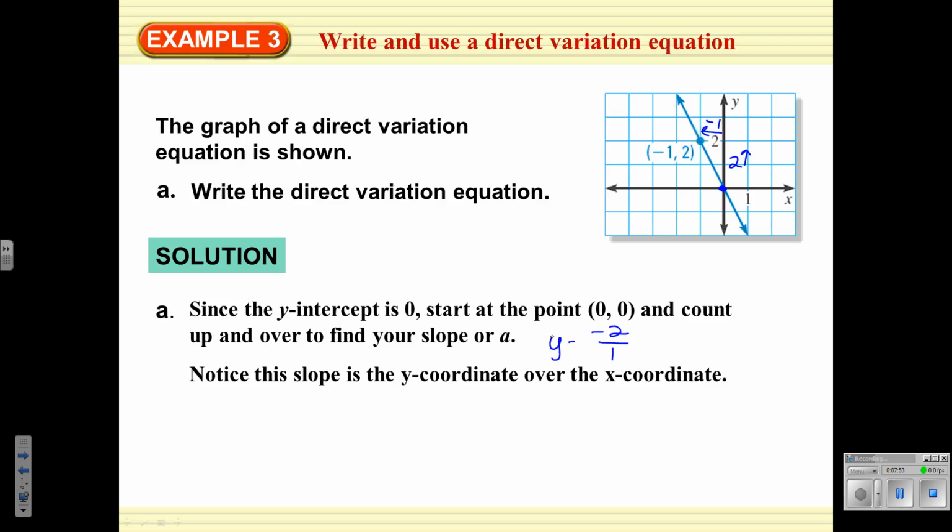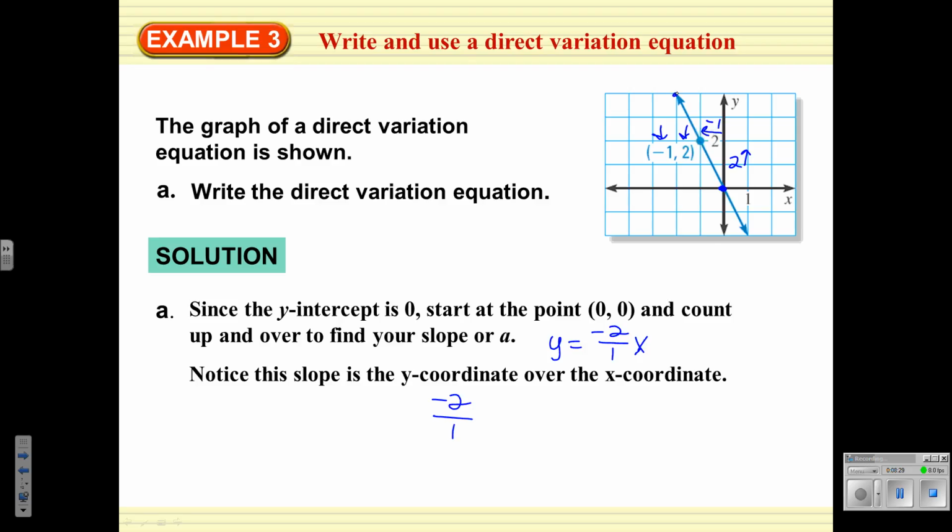So my y equals my a, or my slope, times x. So there's my equation. Notice my slope of negative 2 over positive 1 is very similar to my y-coordinate, positive 2, over my x-coordinate, negative 1. That's a hint. When you're graphing a direct variation equation, you can see that it passes through the origin. Your slope is going to be your y-coordinate over your x-coordinate of a point on that line. Any point. Because if it's a different point, it could reduce.